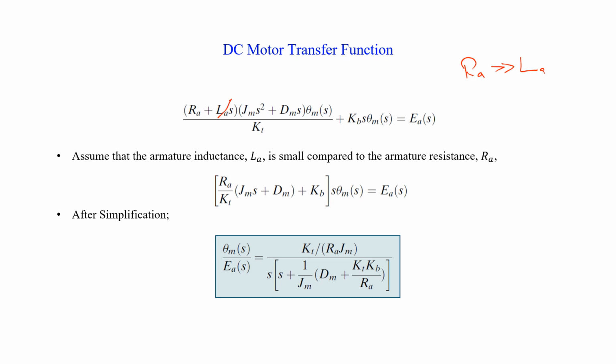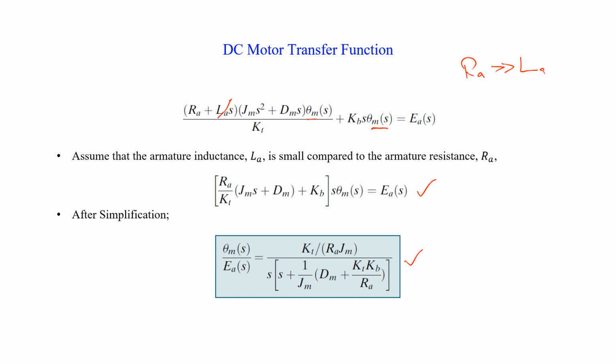So we can remove this term. And after taking theta m from here and here common, we are left with this equation, and from here we can easily find the transfer function, which is theta m divided by Ea, written here.